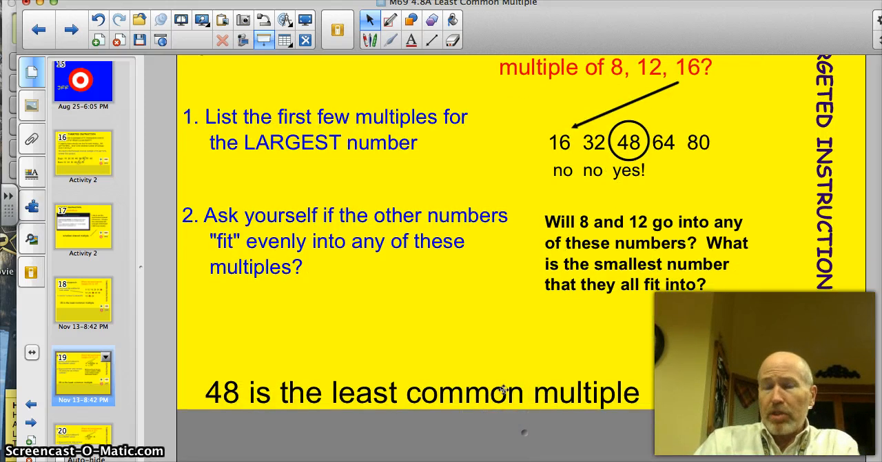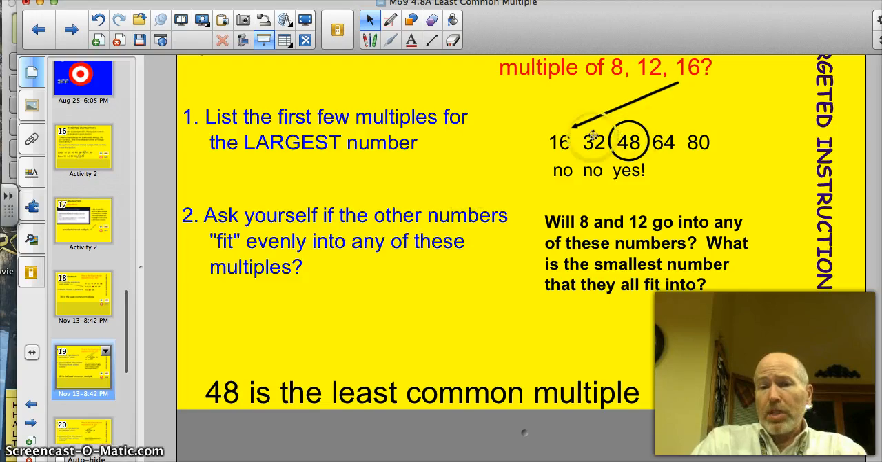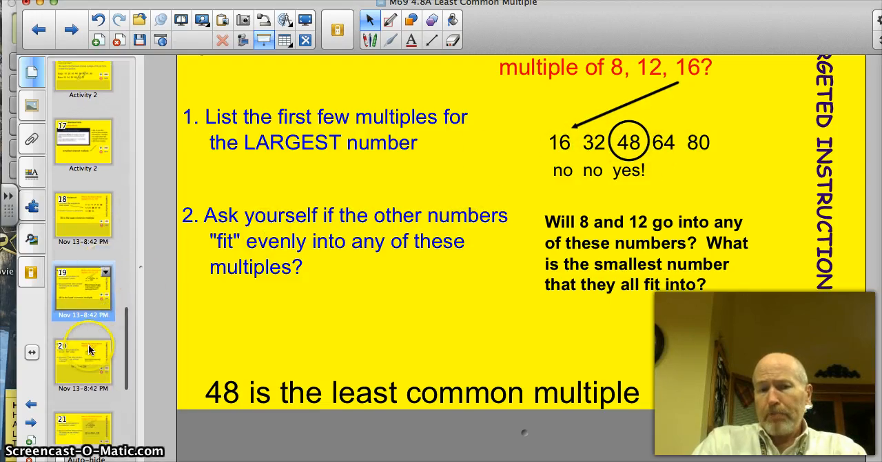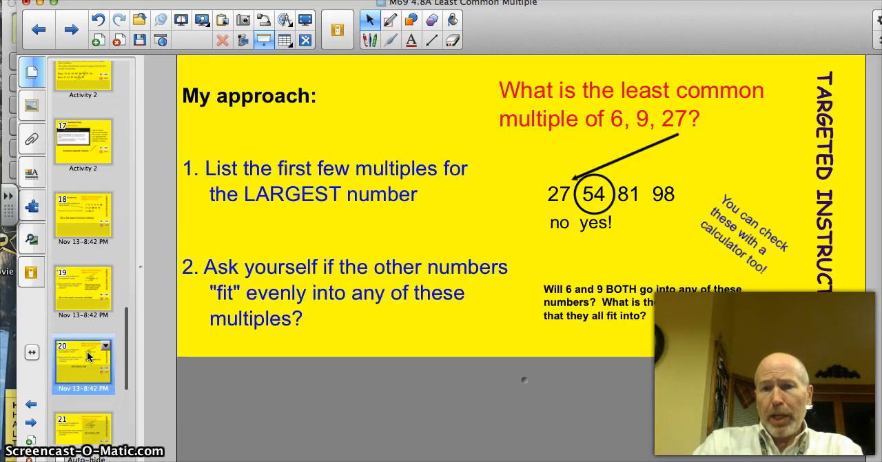So I think you'll see that my method is basically the same thing. I just think it's a little bit easier, and there's less chance for a mistake because you really only skip count by one set of numbers. Okay? So try my approach again.